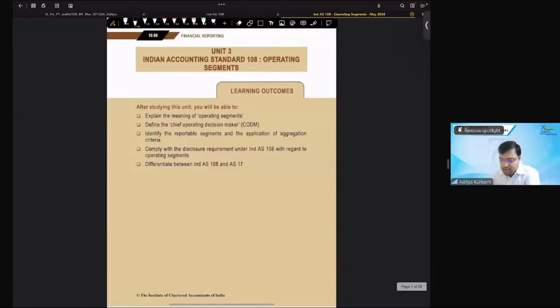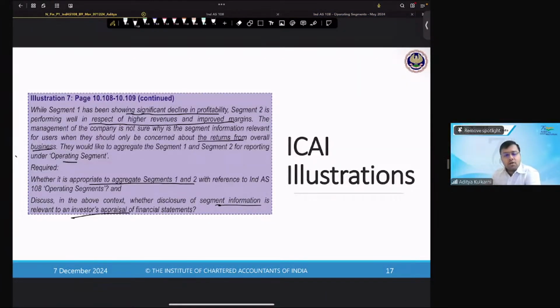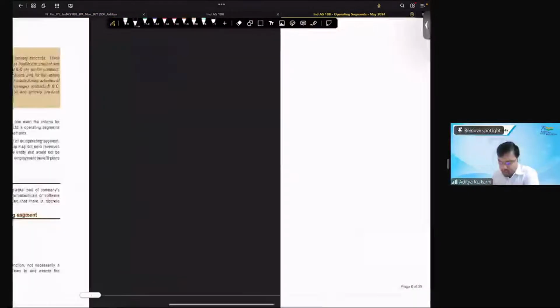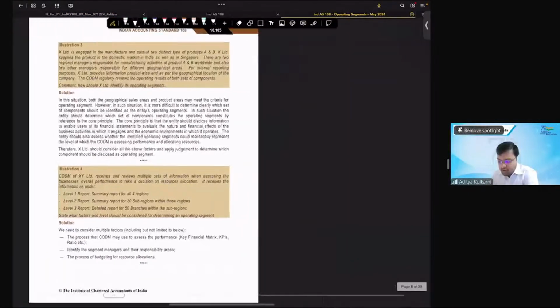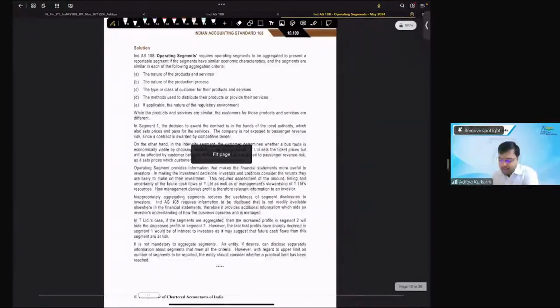Don't jump to the answer. We will see how the institute has answered, because all of us know the basic principles. So whether it is appropriate to aggregate, immediately we will say no. But you need to list those criteria. So let us just look at how the solution is worded by the institute. It is a very comprehensive question.